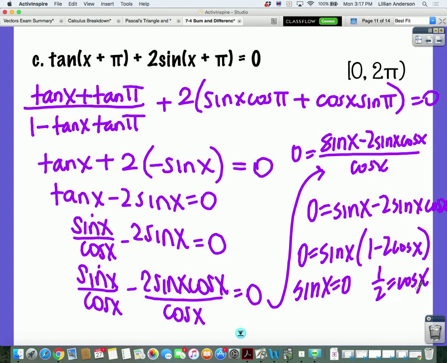Since we're on the restriction of from 0 to 2 pi, we're looking for where sine equals 0 on our unit circle. That happens at 0 and at pi. And then where cosine is a positive 1/2, that's at pi over 3 and 5 pi over 3. So then those would be our answers.